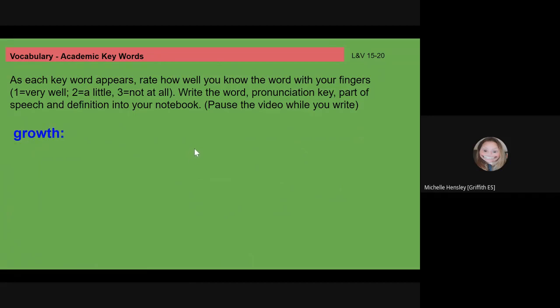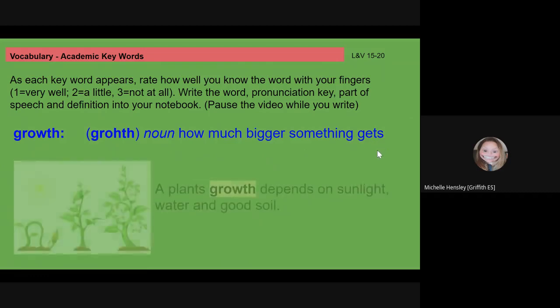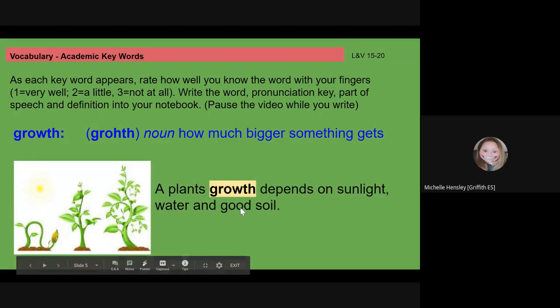Growth. How well do you know the word growth? We've talked about growth this year, so hopefully it's at least familiar. At least it's maybe a 2 that you know it a little. We talked about growth for math scores. What does growth actually mean? Well, growth, one syllable, is a noun, and it means how much bigger something gets. So when you're talking about growth, you're talking about something getting bigger. Here's a sample sentence. A plant's growth depends on sunlight, water, and good soil. So how much bigger a plant gets depends on what kind of sunlight, water, and soil it gets. Growth. Okay, pause the video if you need.